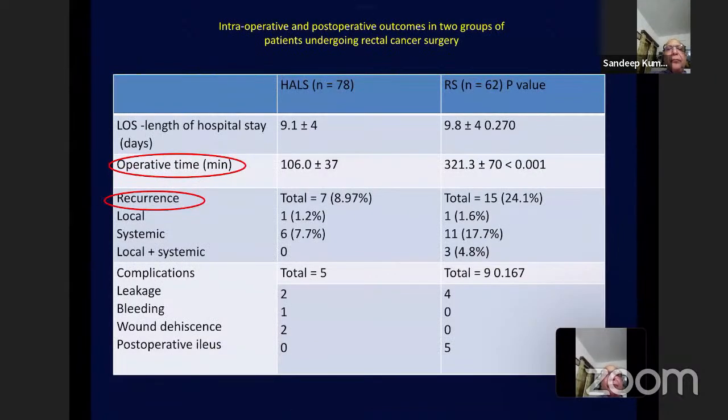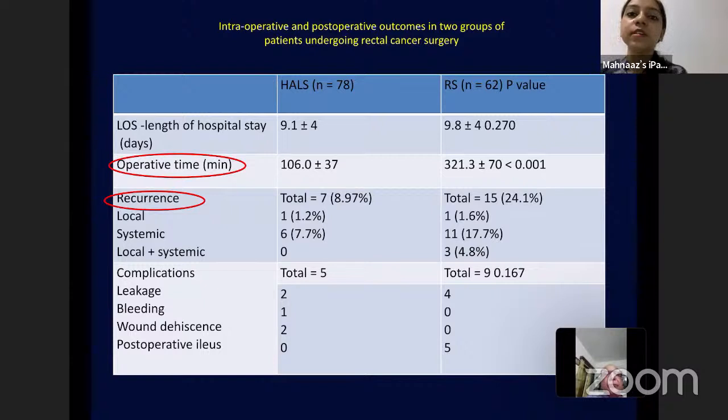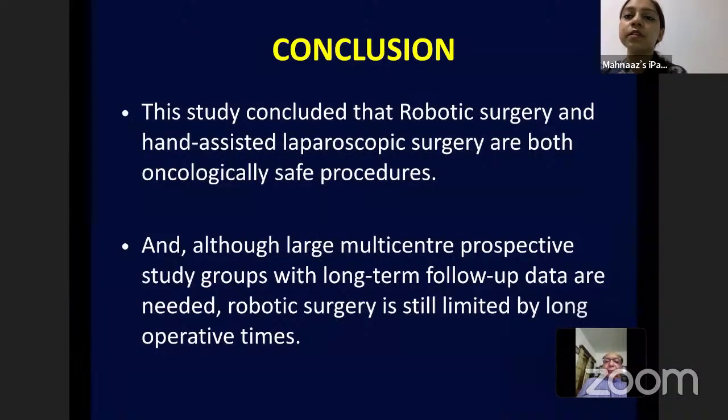I would like to highlight that, as we discussed, the operative time was more in the robotic surgery group compared to the HALS group, with a significant p-value of 0.001. Recurrence in the HALS group was 7 out of 78, and in robotic surgery, it was 15 out of 62, and the p-value for this wasn't calculated in their statistics.